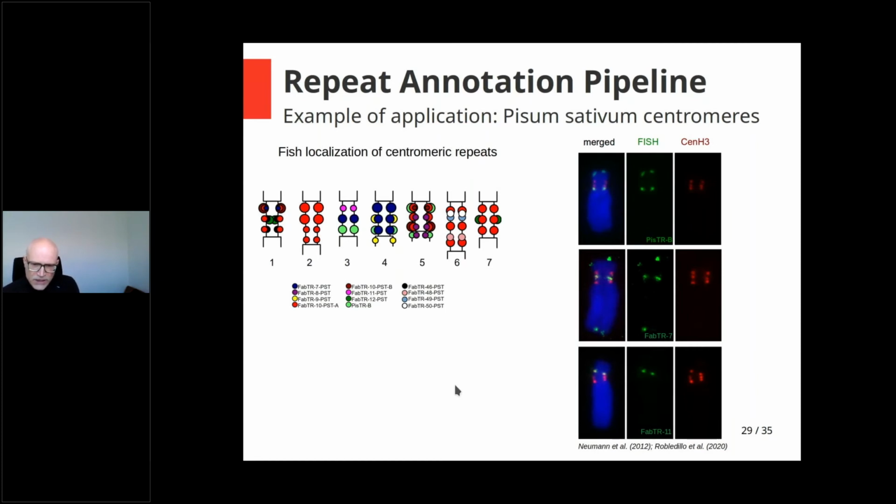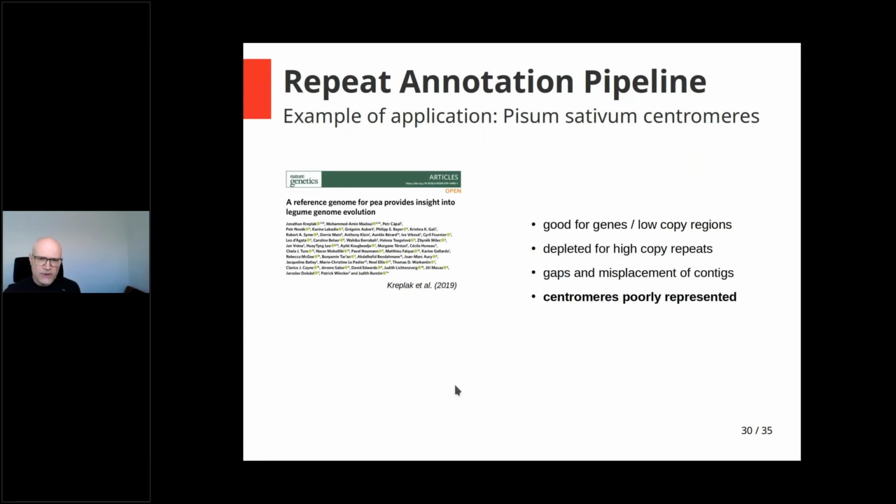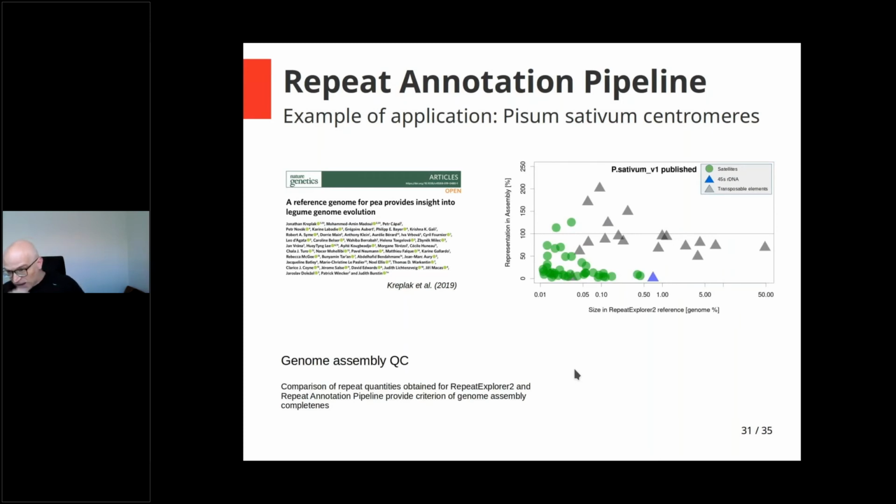And our group was a part of the genomic consortium, and the first assembly of Pisum sativum was published 2 years ago. While this assembly was quite complete, it was really depleted for high copy repeats, and centromeres were quite poorly represented. So if you look at this result, this was also obtained using this repeat annotation pipeline.